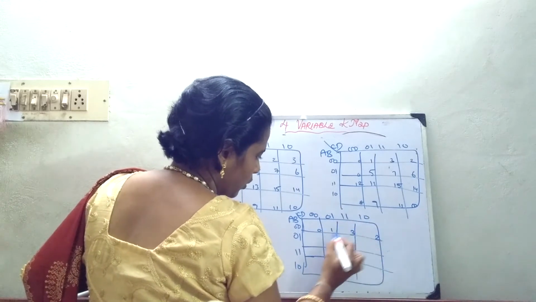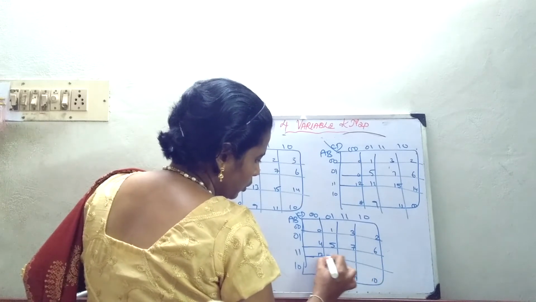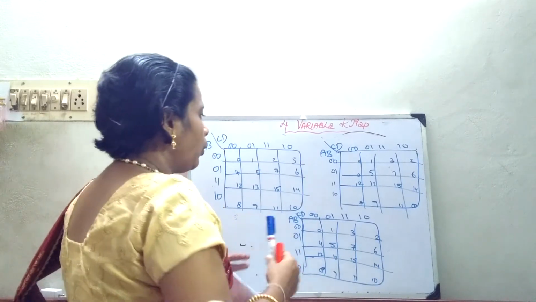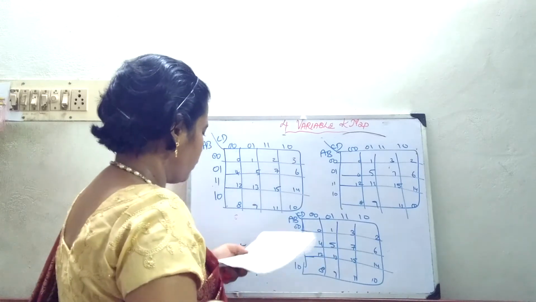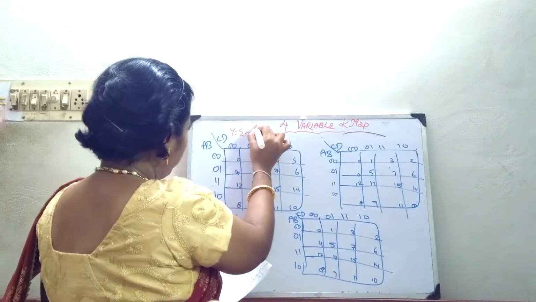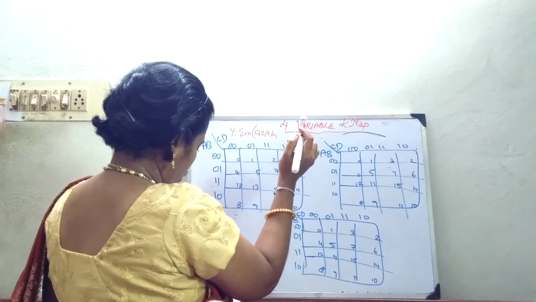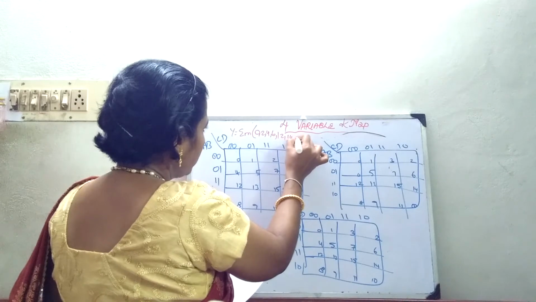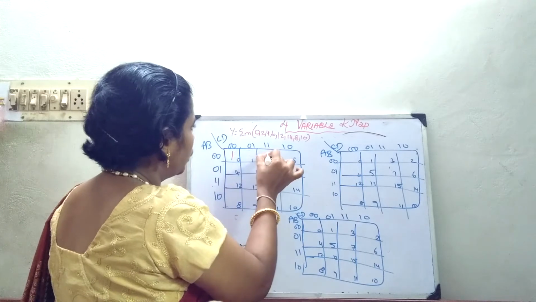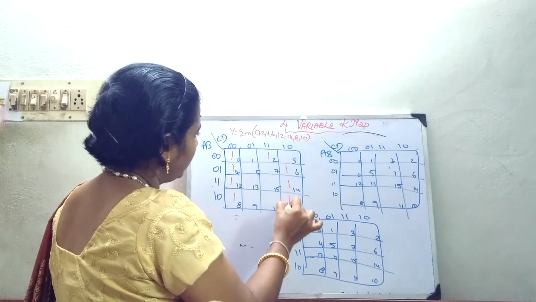So same way you fill 0, 1, 2, 3, 4, 5, 6, 7, 8, 9, 10, 11, 12, 13, 14 and 15. Okay. So now we will just take some expressions. Y is equal to summation m 0, 2, 4, 6, 12, 14, 8 and 10. Okay, for this expression 0, 2, 4, 6, 12, 14, 8 and 10.